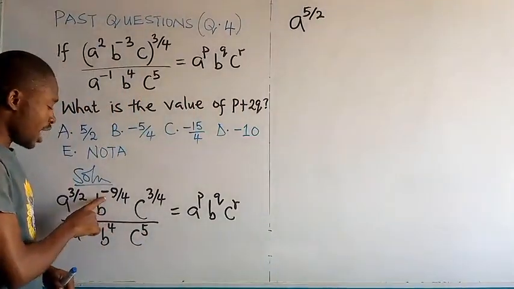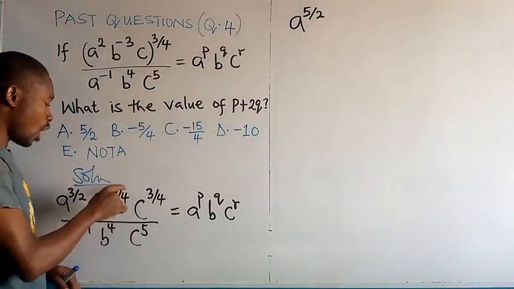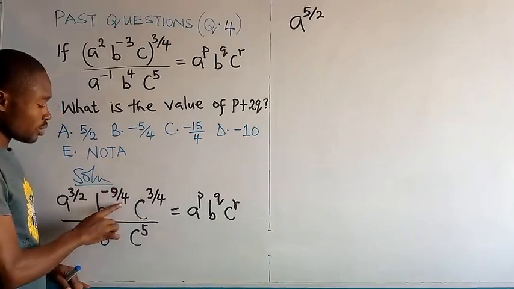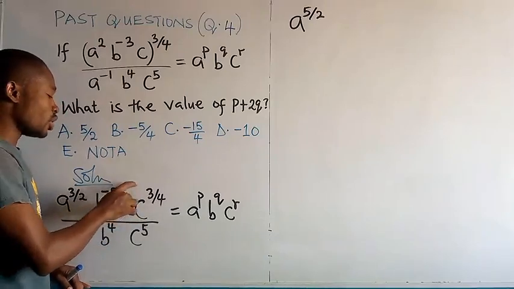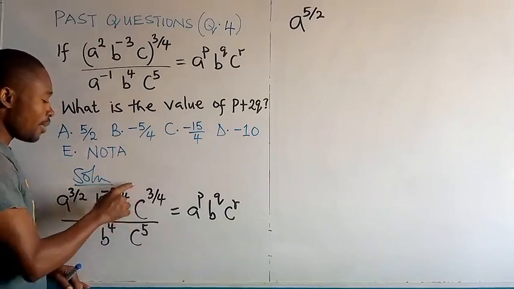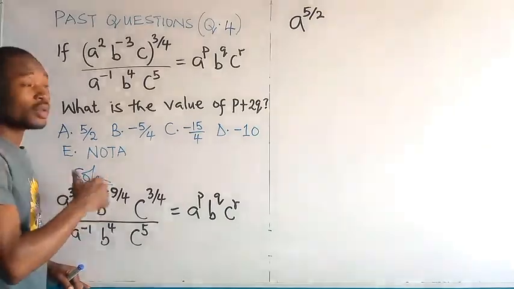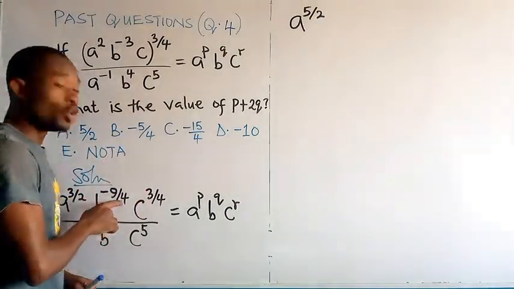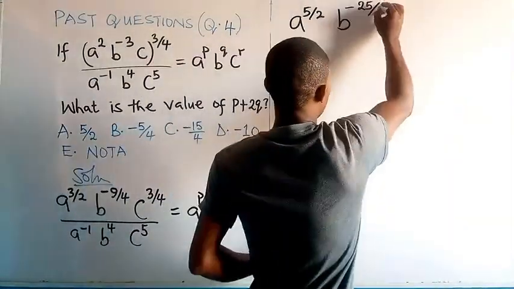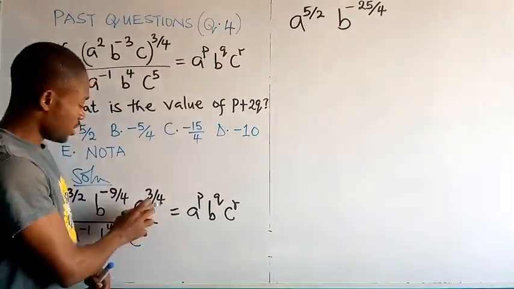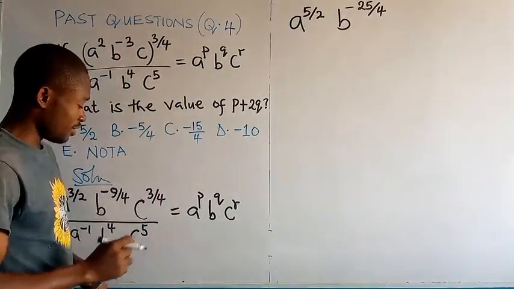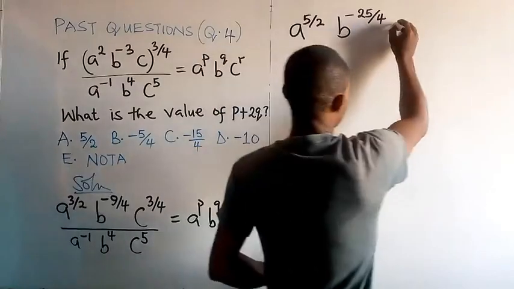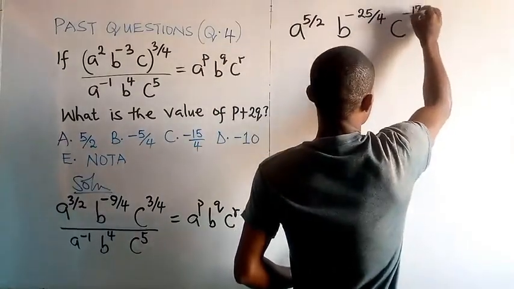Come to that of b, do the same thing. This 4 will move up, and if it moves up, it becomes minus 4. Then working out the LCM, this denominator 4 times that minus 4 will give you minus 16. That minus 16, add it to this minus 9: minus 9 minus 16 will give you minus 25, all over the 4. And then we conclude with that of c. 5 will go up to become minus 5, and then you are going to get 3 over 4 minus 5. Work out the LCM, so the power of c is going to be minus 17 over 4.